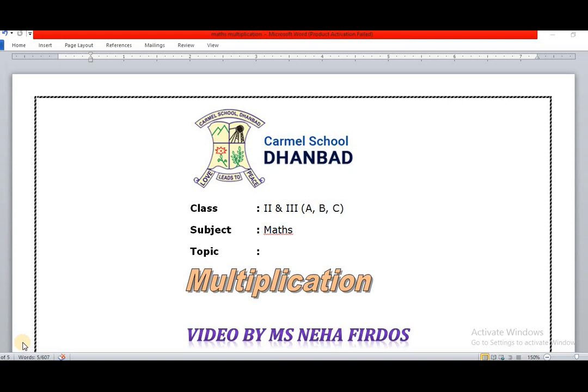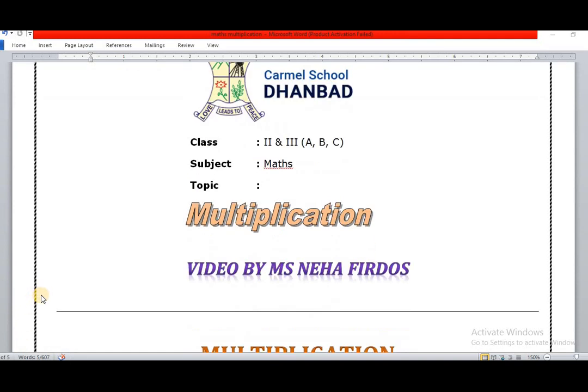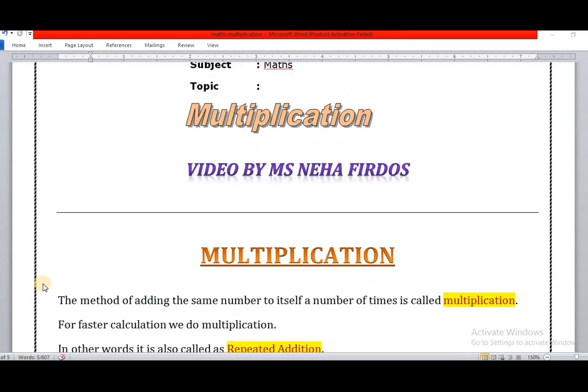Today we will start with the next operation in mathematics, that is multiplication. In Standard 1 and 2 you all have learnt about tables, the tables of 1, 2, 3, 4 and 5. Today we will start with the introduction of multiplication.